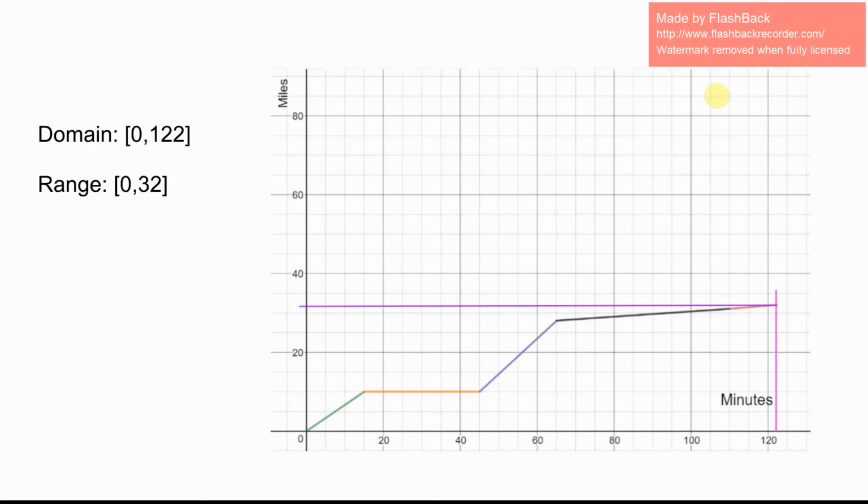Then we have the domains. The domain is the x values, so the domain would be 0 to 122 because those are the minutes that were traveled altogether. Then the range is the y values, and it would be 0 to 32 because those were the miles traveled.